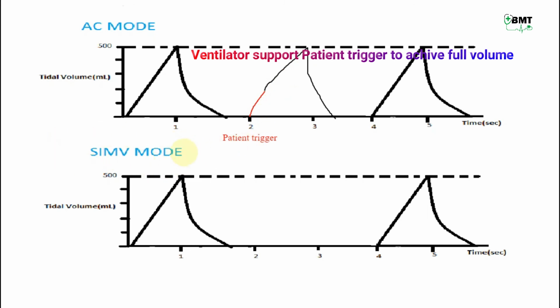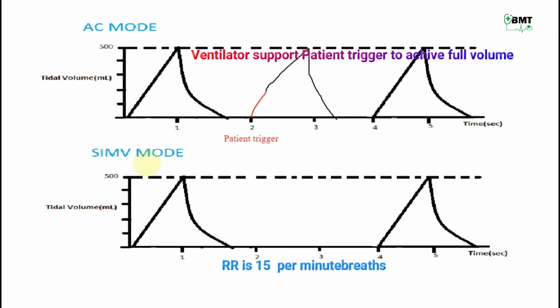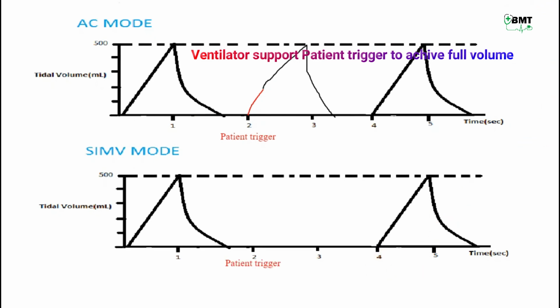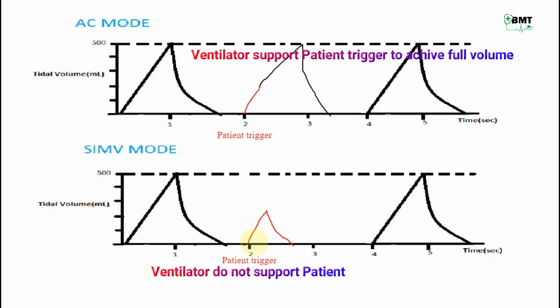Now let us understand SIMV mode. Let us take same example in this mode as well. For a patient set with a respiration rate of 15 breaths per minute and tidal volume of 500 ml, which means after every 4 seconds, a breath will be delivered to the patient, same as of assist control mode. Then what is the difference? Now let us assume patient triggers a breath at 2 seconds, same as assist control mode. Then this triggered breath is not assisted by the ventilator. So in this, the waveform size will be equal to the only effort taken by the patient. In this, machine will not support.